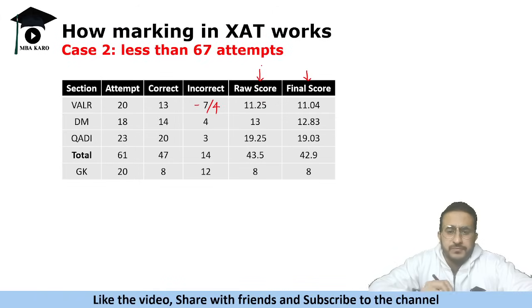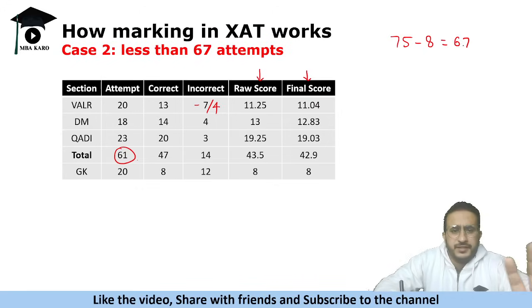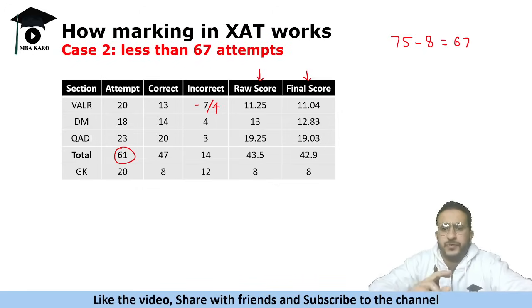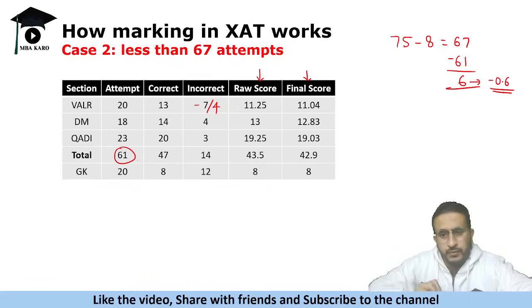See this, a person attempted 61 questions out of 75. 75 minus 8 are exempted, so the number of questions that you can attempt without negative is 67. Then subtract 61 and you get 6 questions. So for 6 questions, you will lose minus 0.6 marks.